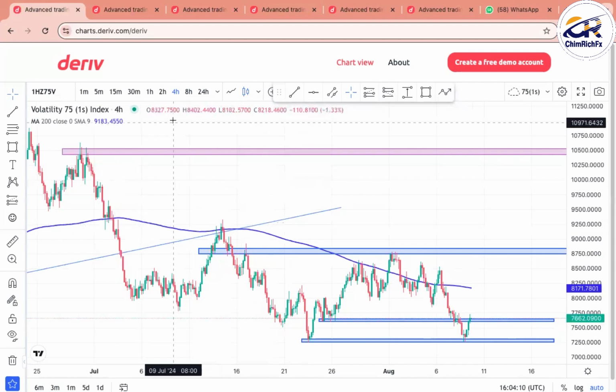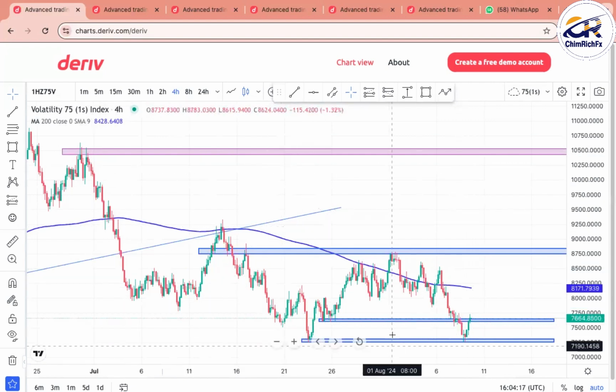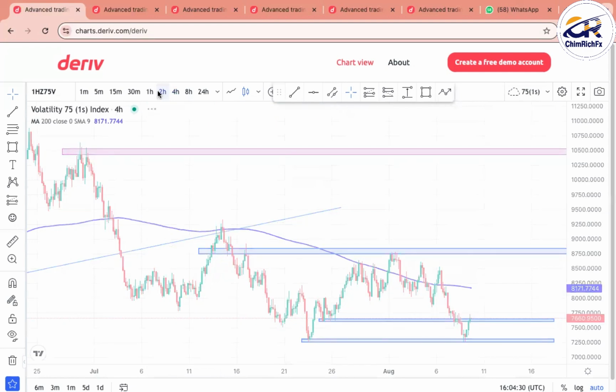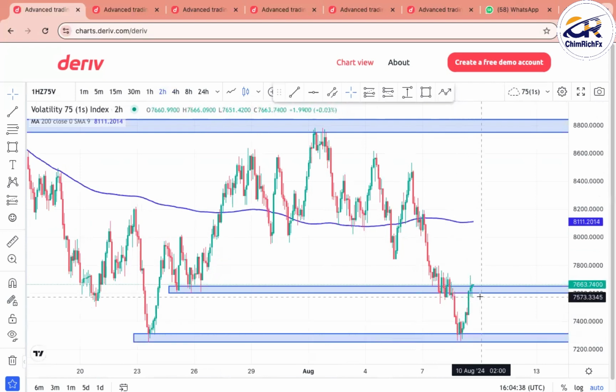Now, from the 4 hours time frame, you can see that there is a downtrend in motion. Currently, the market is at this level, and there was a double bottom formation. Let's move to the 2 hours time frame. You can see that price got to this level, and there is a double bottom formation which sends price higher.